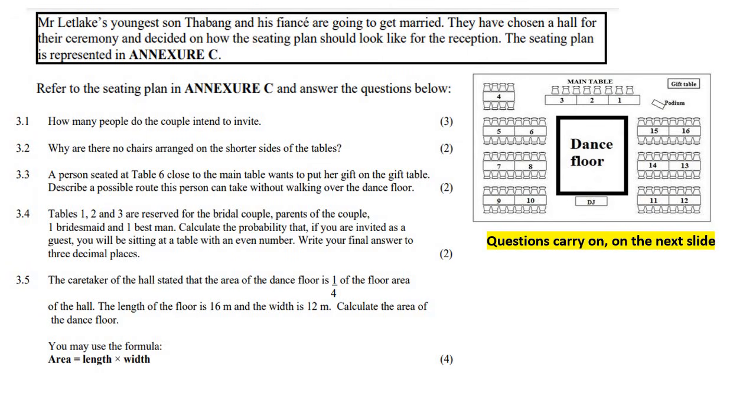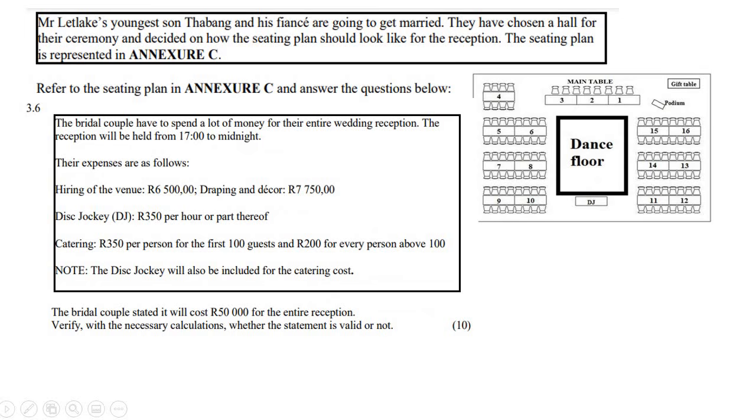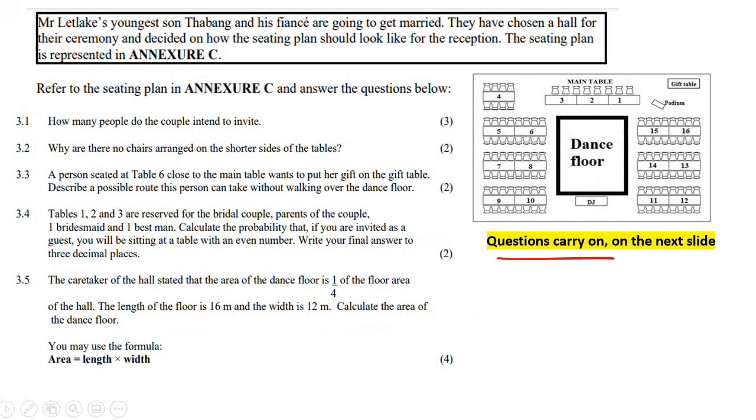Mr. Letlake, first of all, sorry, there are questions that are going to carry on the next slide. There's actually, check this out, a 10-mark question coming up. Mr. Letlake's youngest son, Tabang, and his fiancée are going to get married. Woohoo! They have chosen a hall for their ceremony, and they have decided on how the seating plan should look. The seating plan is represented in Annexure C. So this is Annexure C.